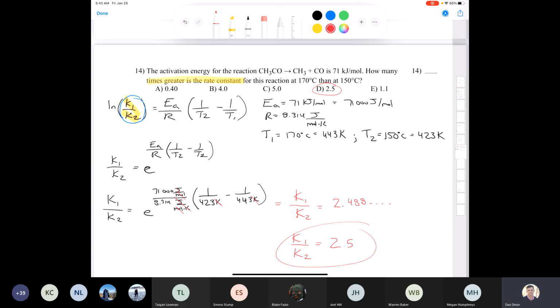Remember, we talked about collision theory, and we said, well, if you crank up the temperature, you're going to have a greater number of molecules with enough kinetic energy to surpass the activation energy. So it makes sense that when you turn the temperature up from 150 and you go to 170, the rate is going to increase. The rate is going to increase, in this case, by a factor of 2.5 times.